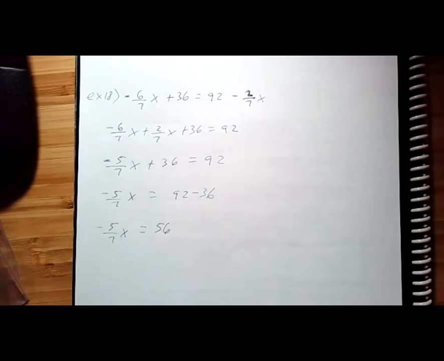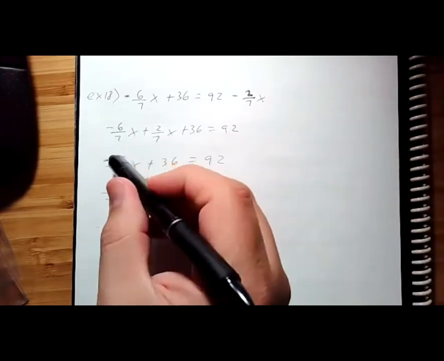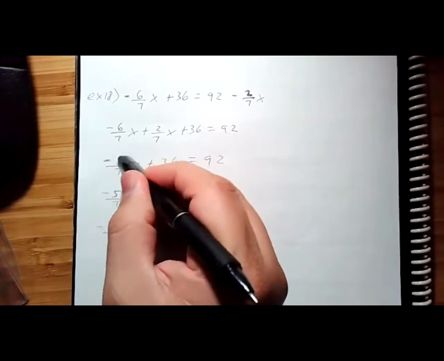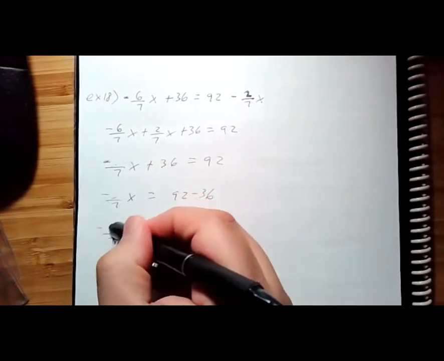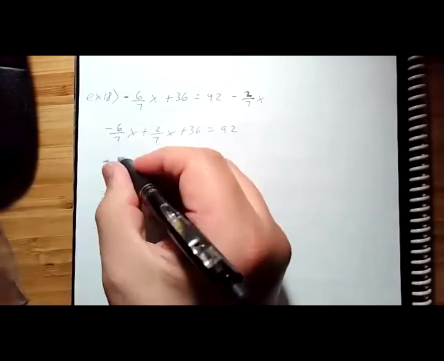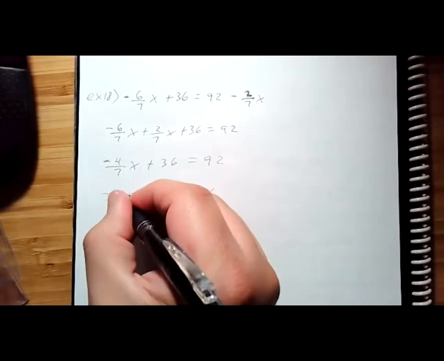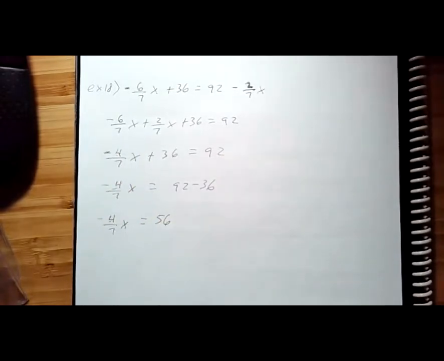I have a question. How'd you get 5? Oh, sure. That is because I can't count. That's a 4. Thanks for telling me before we got too far. Okay. So how do I get rid of that -4/7?